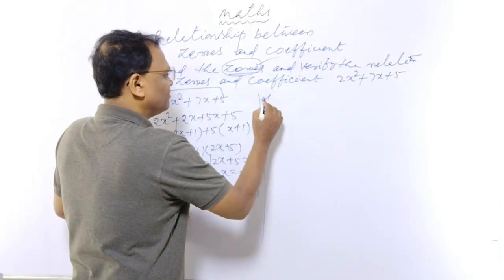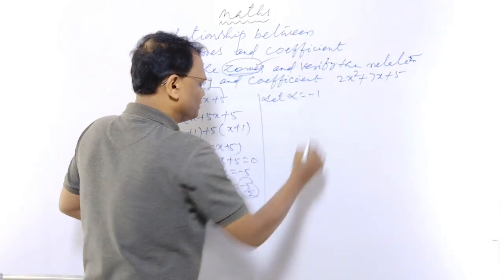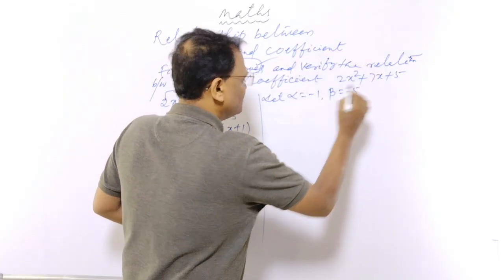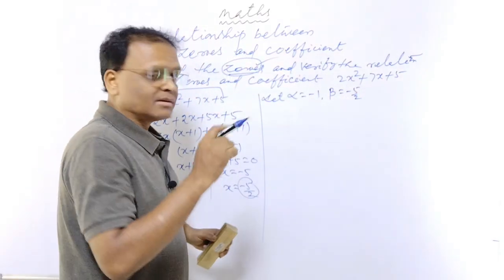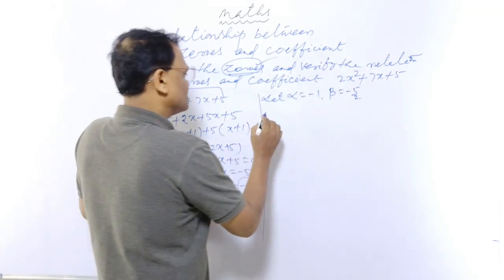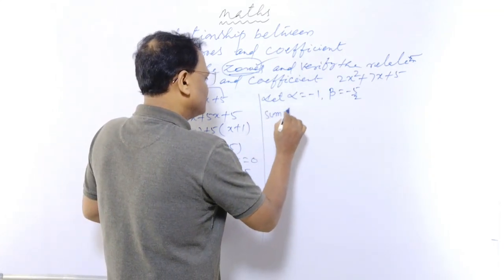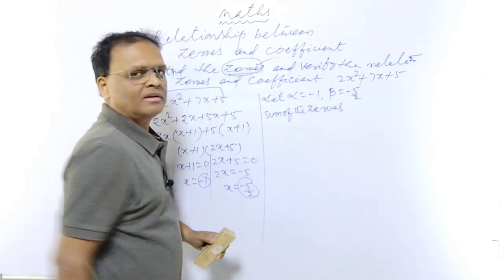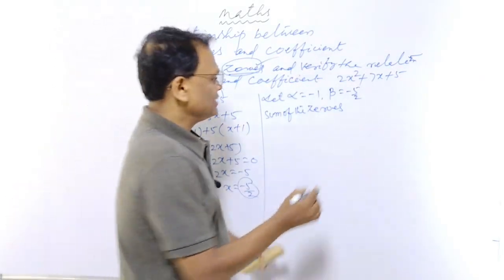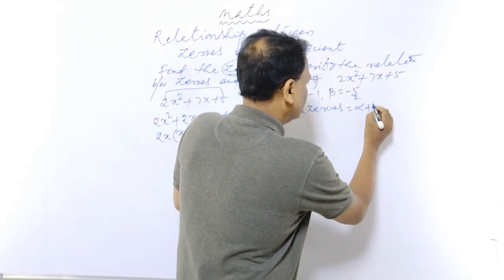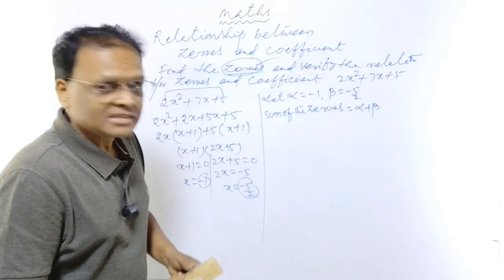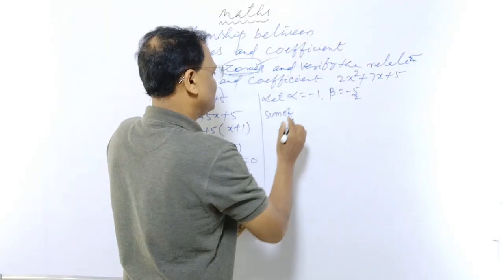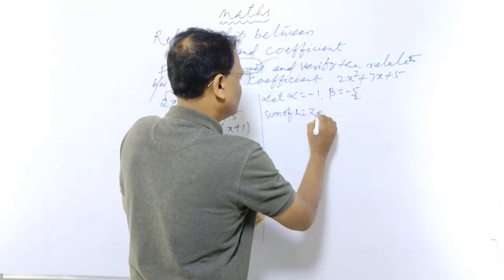Now let alpha is equal to minus 1 and beta is equal to minus 5 by 2. Now the formula is sum of the zeros, that can be written as alpha plus beta. Because what are these alpha and beta? These alpha and beta are nothing but the zeros. Sum of the zeros.